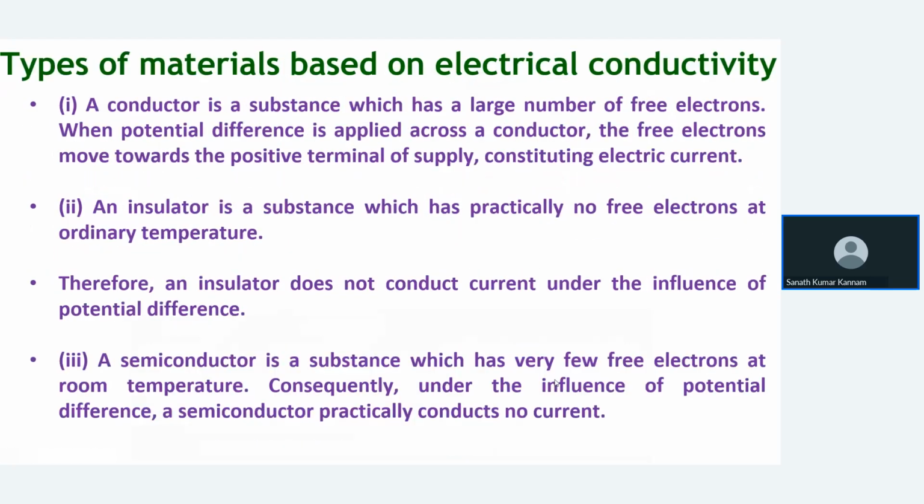So the types of material based on electrical conductivity are conductors, insulators, and semiconductors. Conductors have a large number of free electrons, like copper. If you apply a small amount of energy, in terms of heat or supply voltage, it will form electricity. Insulators have no free electrons at ordinary temperature. Semiconductors have a few free electrons at room temperature. Under the influence of a potential difference, insulators practically conduct no current.